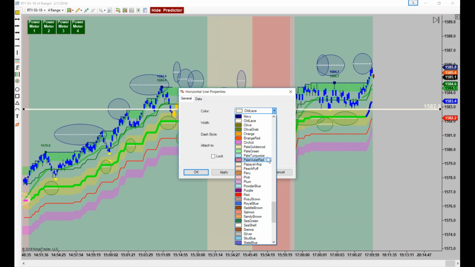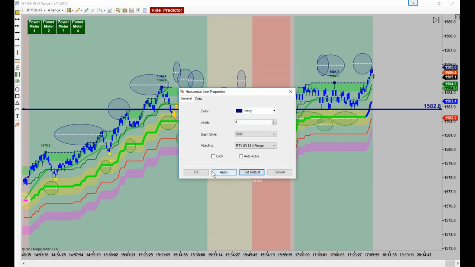Matter of fact, let's just do it. I've got to get this changed one of these times. I want to actually get this drawing tool to where when I draw a red line under here, it would be where you would short it, and if you drew a blue line, it would be a long. But anyway, we won't do that right now.